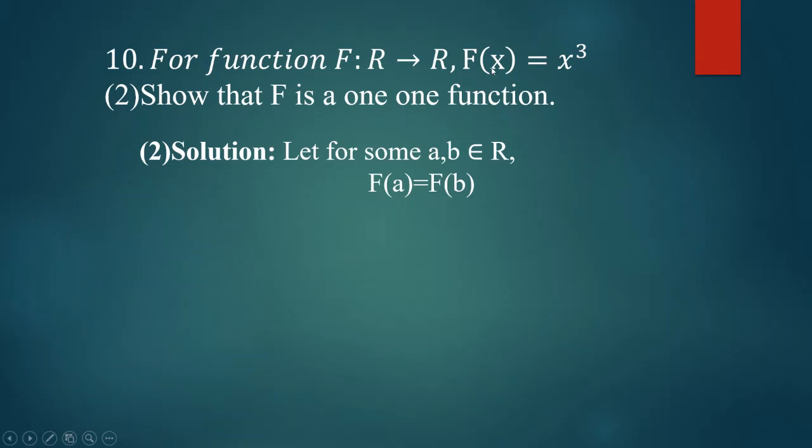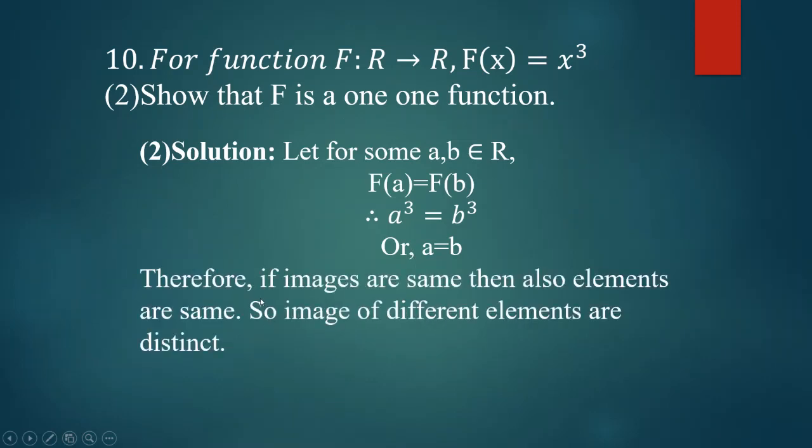Now place a in place of x, you get a cube, and place b in place of x, you get b cube. Now applying cubic root on both sides, you get a equal to b. That means images are same and elements are also same. Therefore, if images are same, then elements are same. So images of different elements are distinct. So this function f is one-one. Clear?